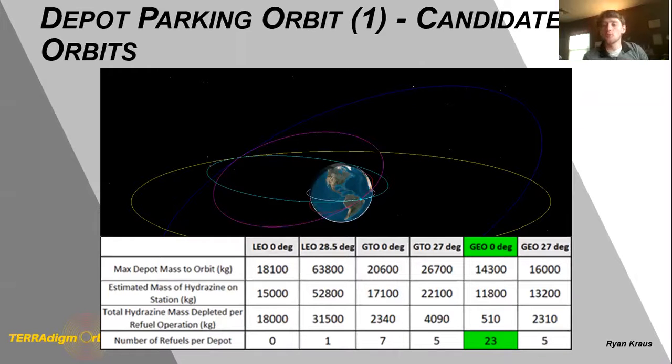So when deciding the appropriate parking orbit for the depot, you had to take the approach that mass is money. Each extra kilogram that we can deliver to geostationary orbit represents more mass of propellant that can be sold. So this decision was made in tandem with the launch vehicle. This comes with a trade-off.